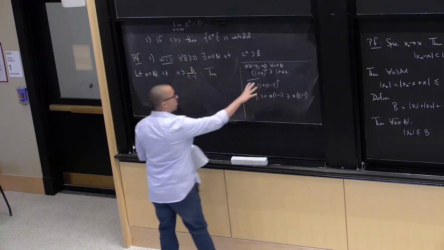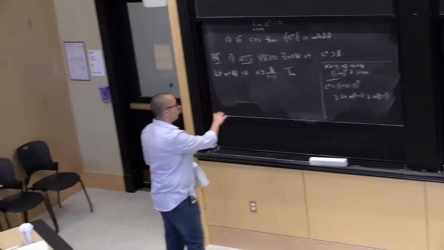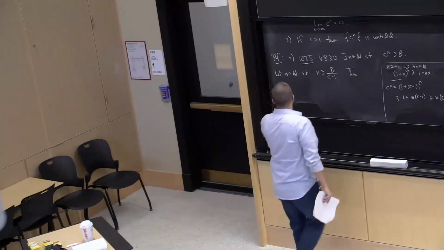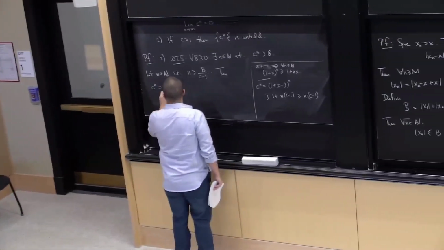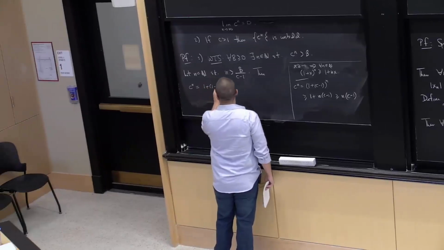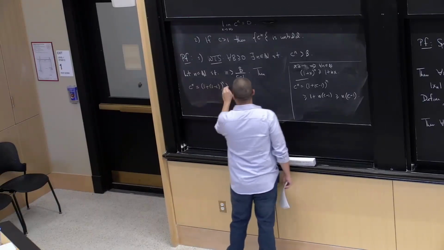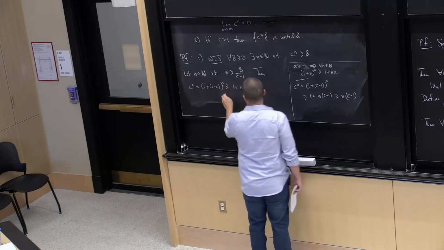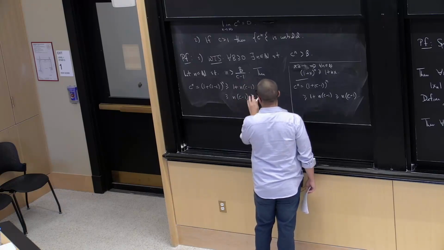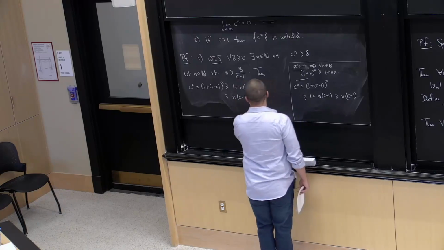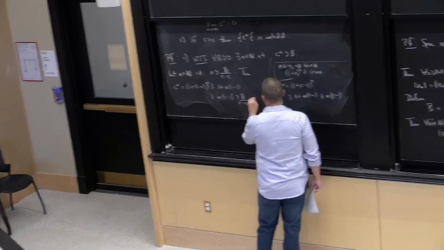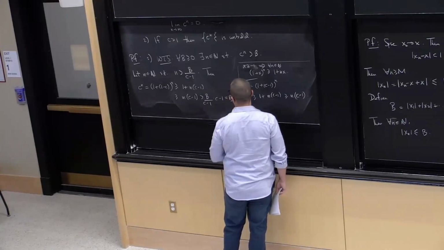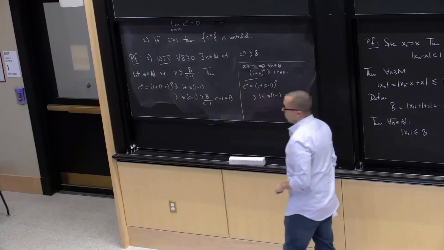Then, now this we did off to the side, we'll just put in the proof now. Then c to the n equals 1 plus 1 minus c to the n, which is bigger than or equal to 1 plus n times c minus 1, which is bigger than or equal to n times c minus 1, which is bigger than b over c minus 1 times c minus 1 equals b. Okay?